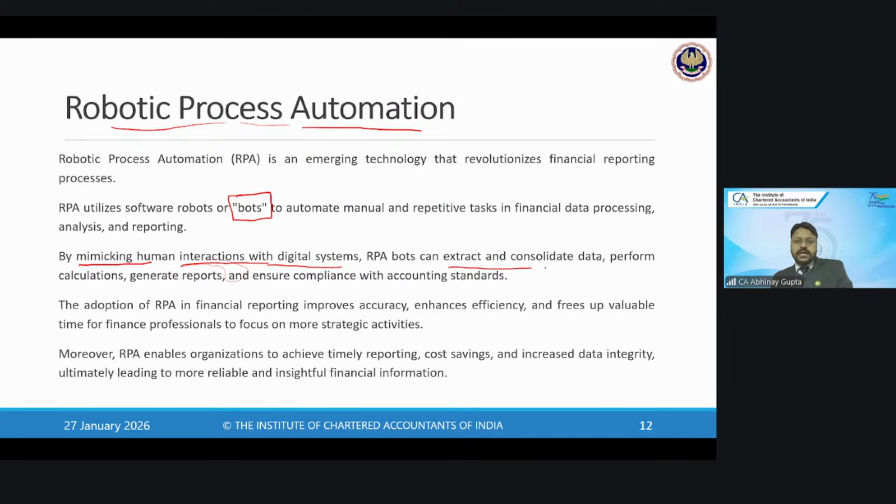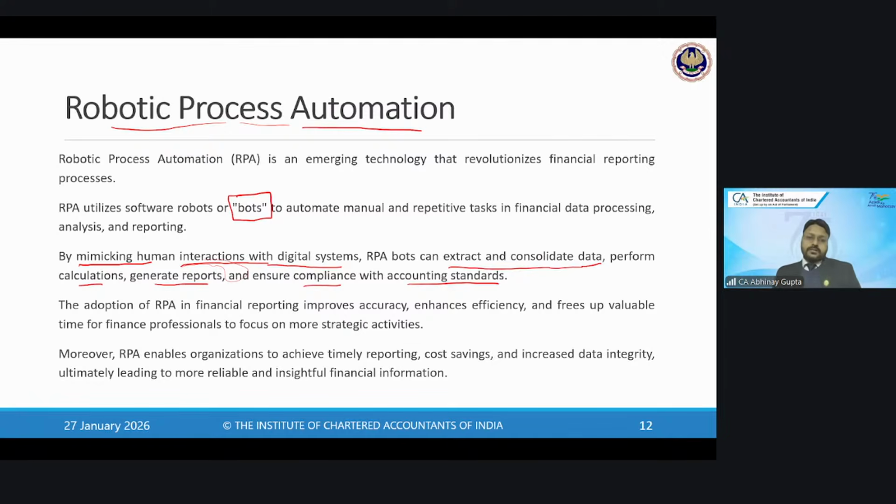So what else can they do? They can extract the data, consolidate the data, perform the calculations, generate the reports, and ensure compliance with the accounting standards. Right. So if the accounting standard instructions are given or selected in the system, then the system can simply reference them and accordingly ensure compliance with those accounting standards as well. Right. Whatever they are doing.